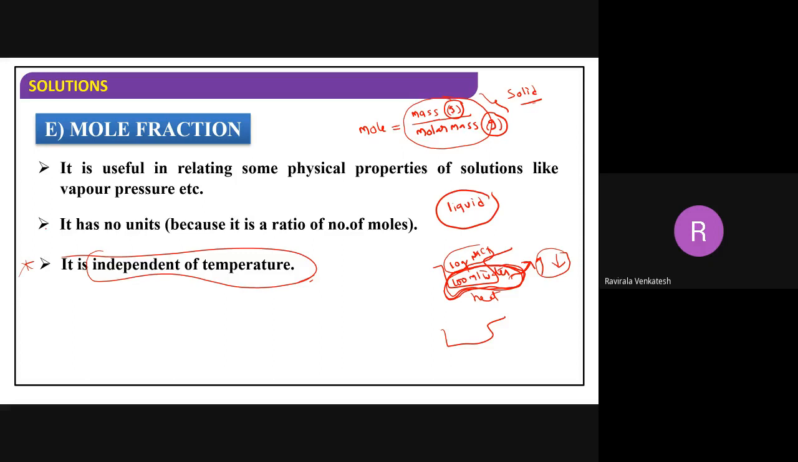Now one more point for you: no units. Because in mole fraction, mole over mole cancels, so there are no units for this. So you do not have any units for mole fraction, but we have units for what? Molarity, molality, normality have units, isn't it? These points look very simple, but they are very, very important from the examination point of view.